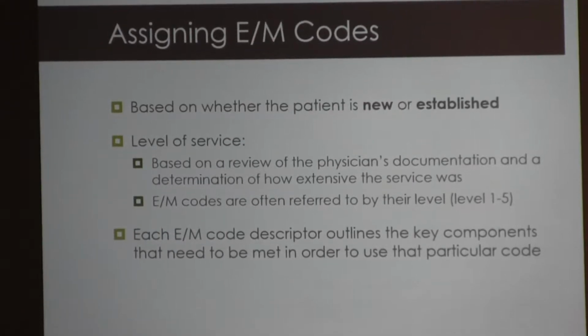So, like I said, E&M codes are assigned based off of whether they're new and whether they're established. And it's based on a review of the patient's documentation and determination of how extensive the level of service was. Everything is derived from the HPI, the physical exam, the review of systems. If it is not detailed, you will not get paid a high level, or you will not be able to assign a very good code. So each E&M code descriptor outlines specific key components that need to be met in order to use the particular code, which we'll go through.